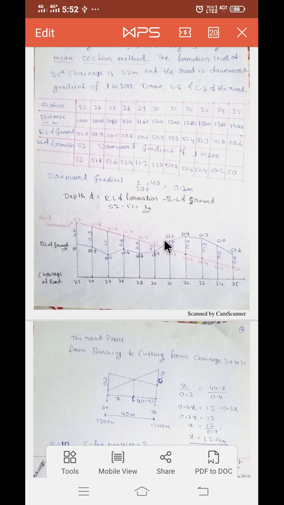Okay, the smooth curve. So whatever is in the blue ink is your RL of the ground. Change from this to like this and here. Okay, what is this? This is the RL of the ground. So now you draw the RL of the formation. RL of the formation at 25th chainage is 52 meter. What about our ground? It is 51 meter. So 52 is above this one, 1 meter above this one. So as per the scale, draw this one.